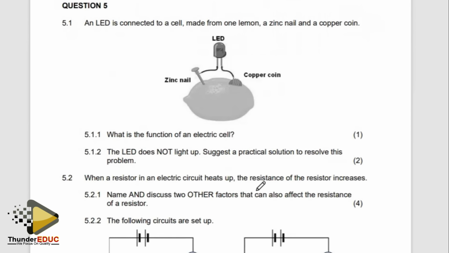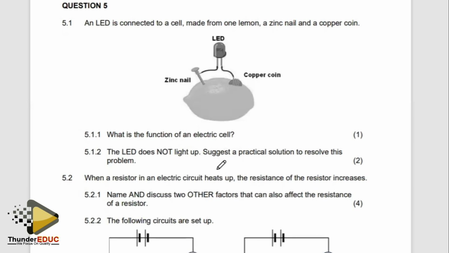An LED is connected to a cell made from one lemon, a zinc nail, and a copper coin, right? We have a zinc nail, we have a copper coin, we have an LED there. So one is acting as a cathode, and the other one is acting as an anode. Then we move on. The first question: what is the function of the electric cell?